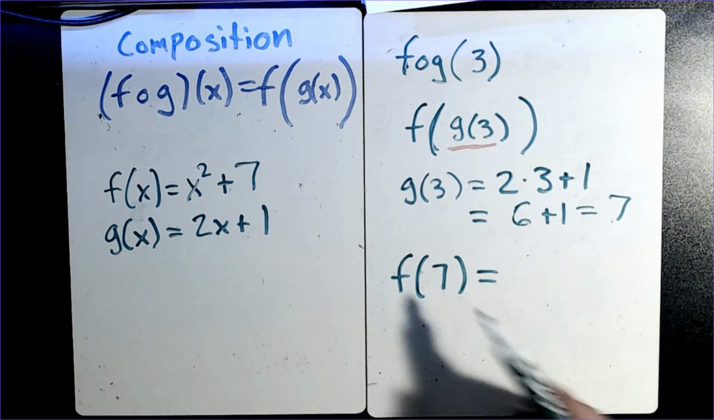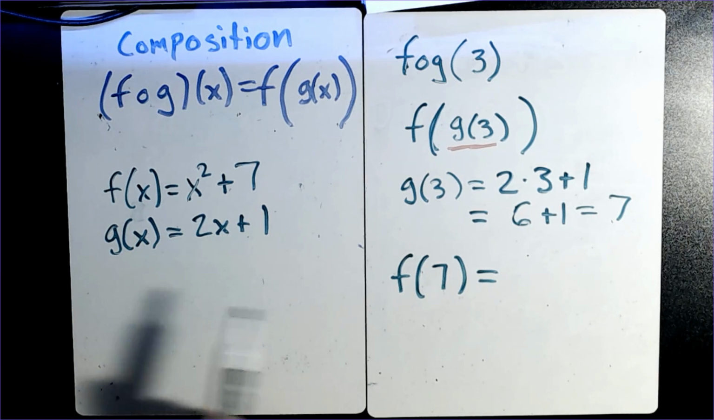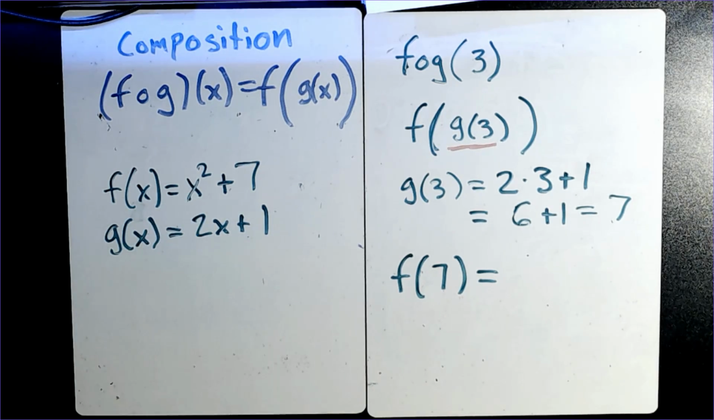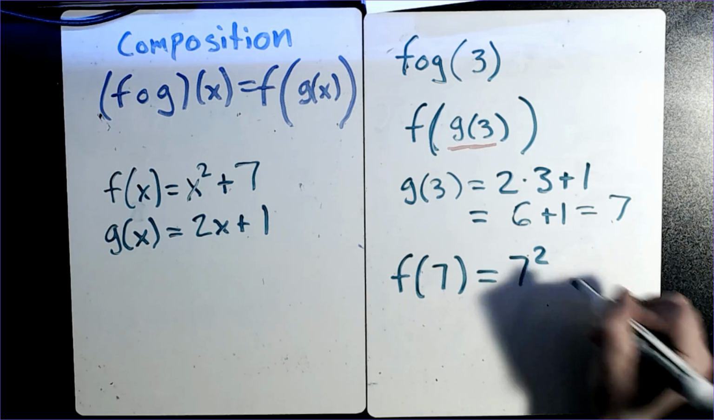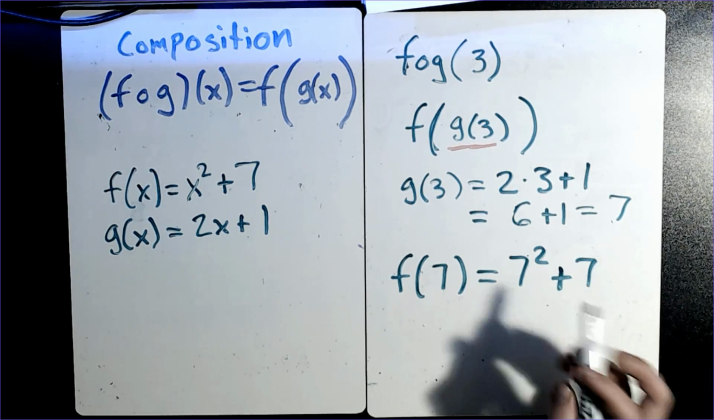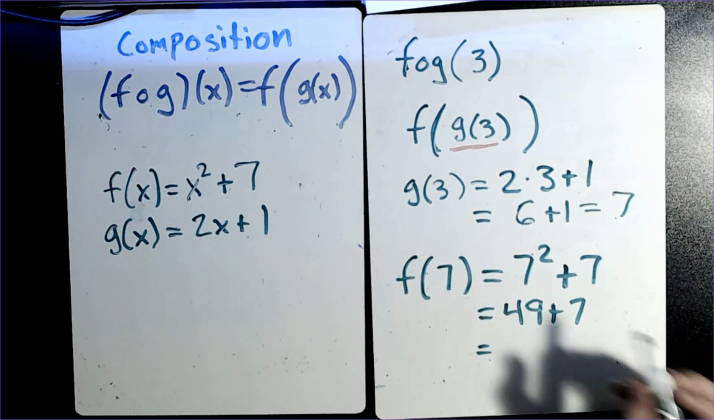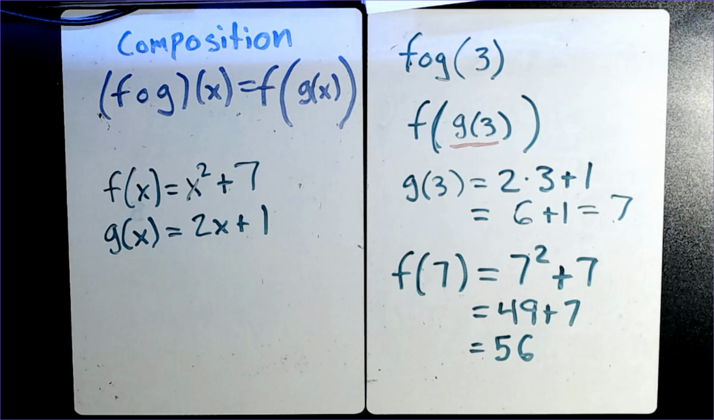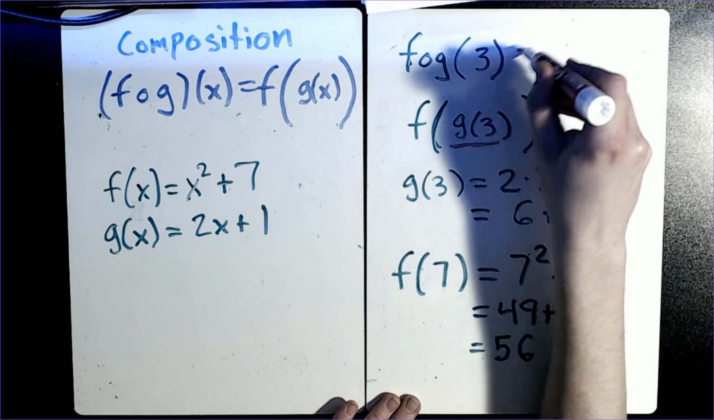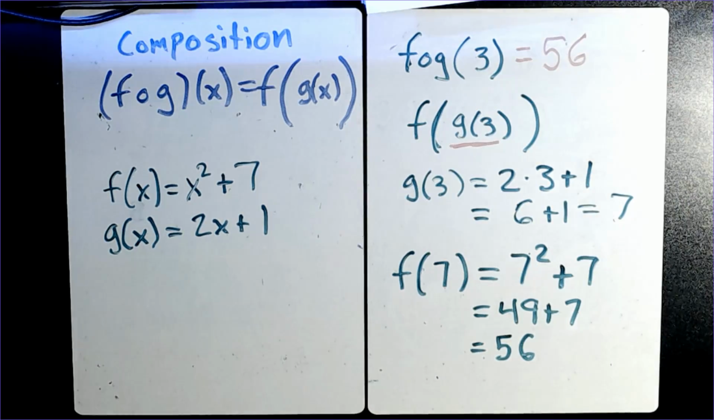So we take this, plug it into f. How do we find that? Well, we just replace x in f with 7. We get 7 squared plus 7. This is 49 plus 7. So we get 56. And so that is what f composed with g at 3 is. It's 56. So that's how you do it with a number. Maybe I'll go ahead and do one more real fast.